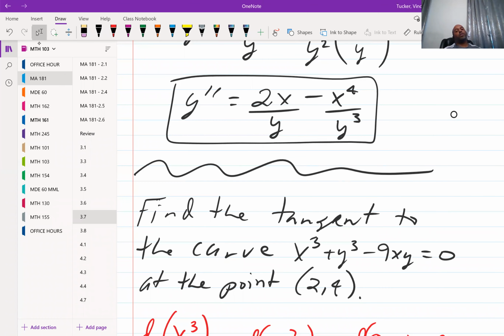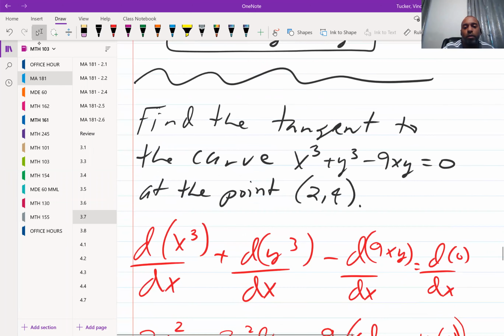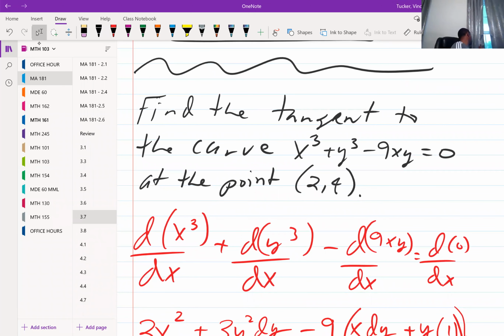All right. So last problem for today, we have: find the tangent to the curve x cubed plus y cubed minus 9xy equal to 0, at the point (2, 4). Once again, first move is to take the derivative of the whole equation, each piece.